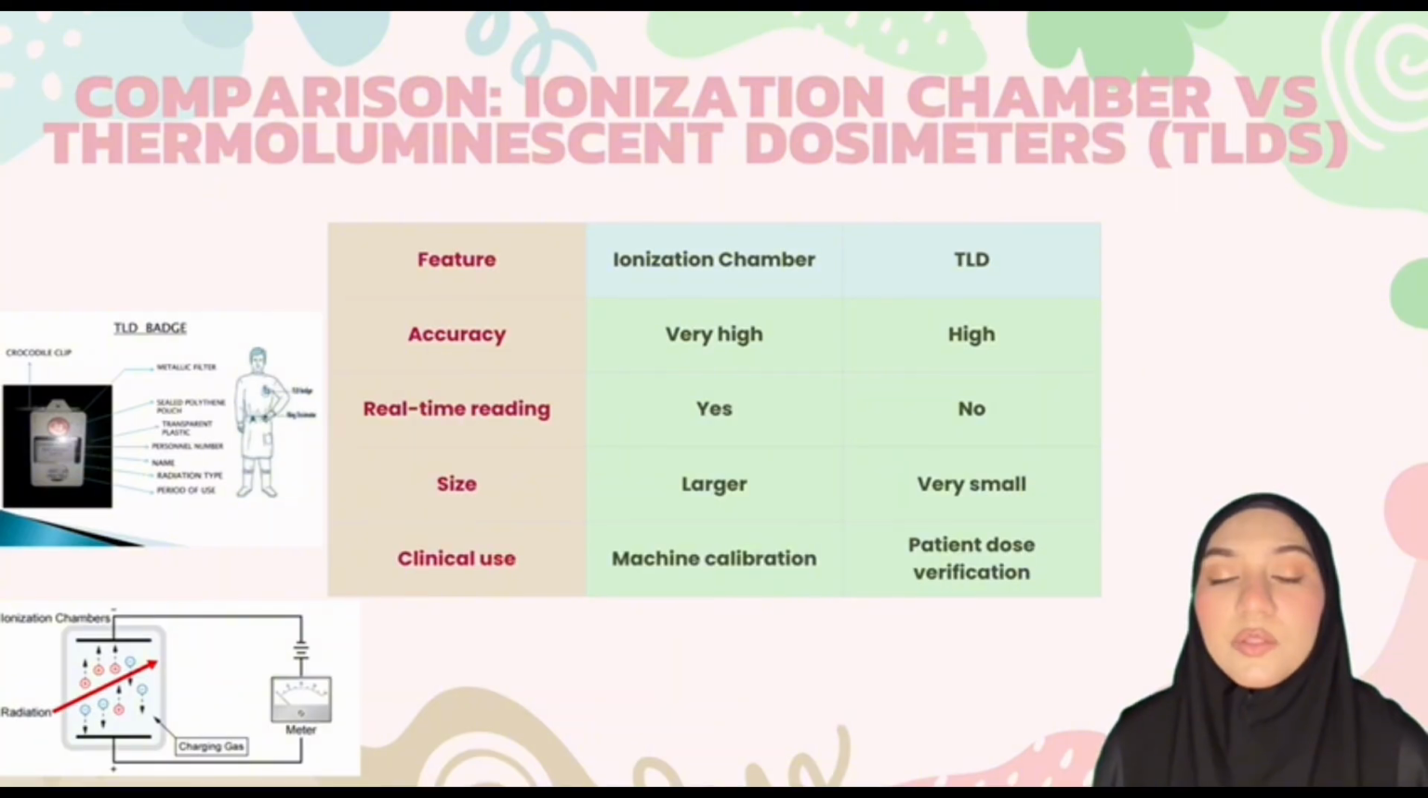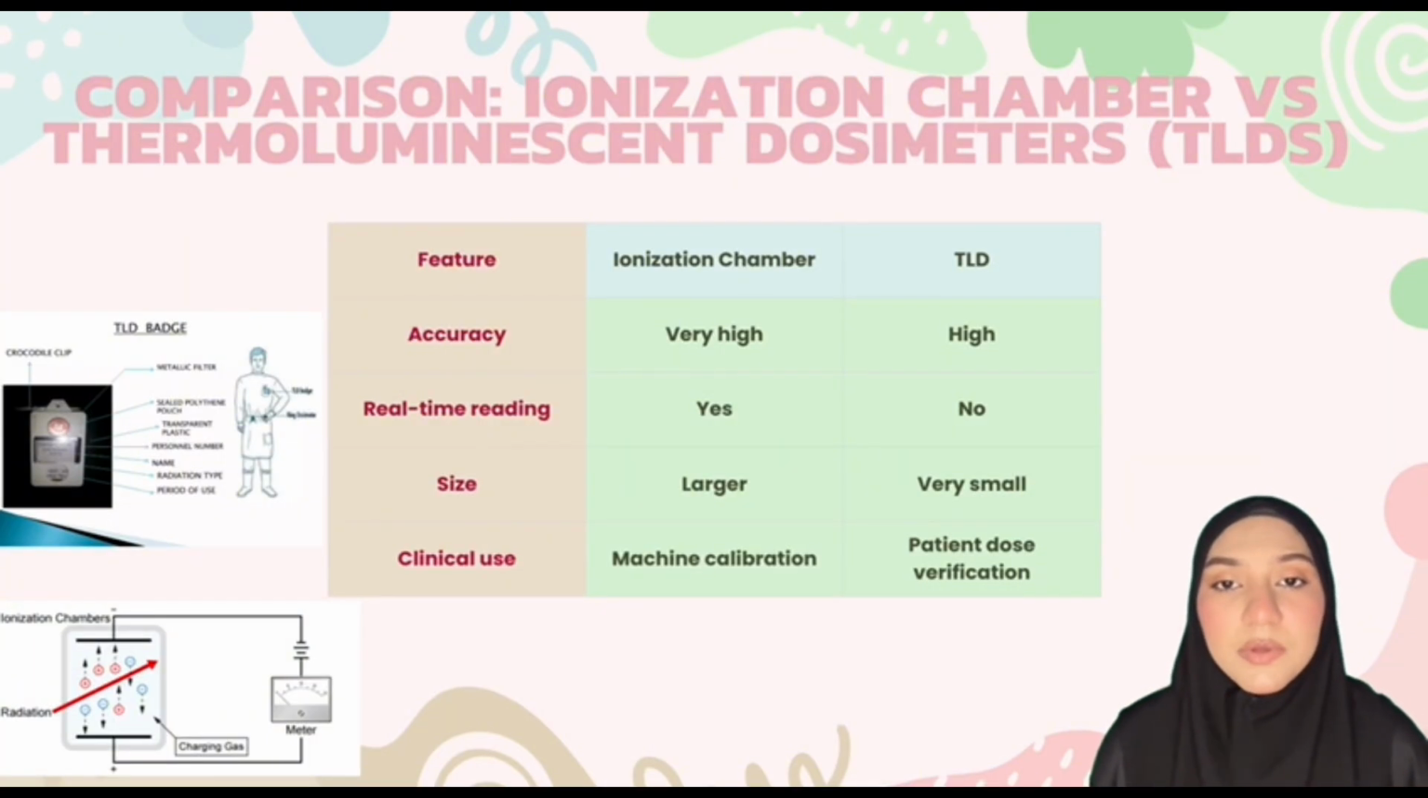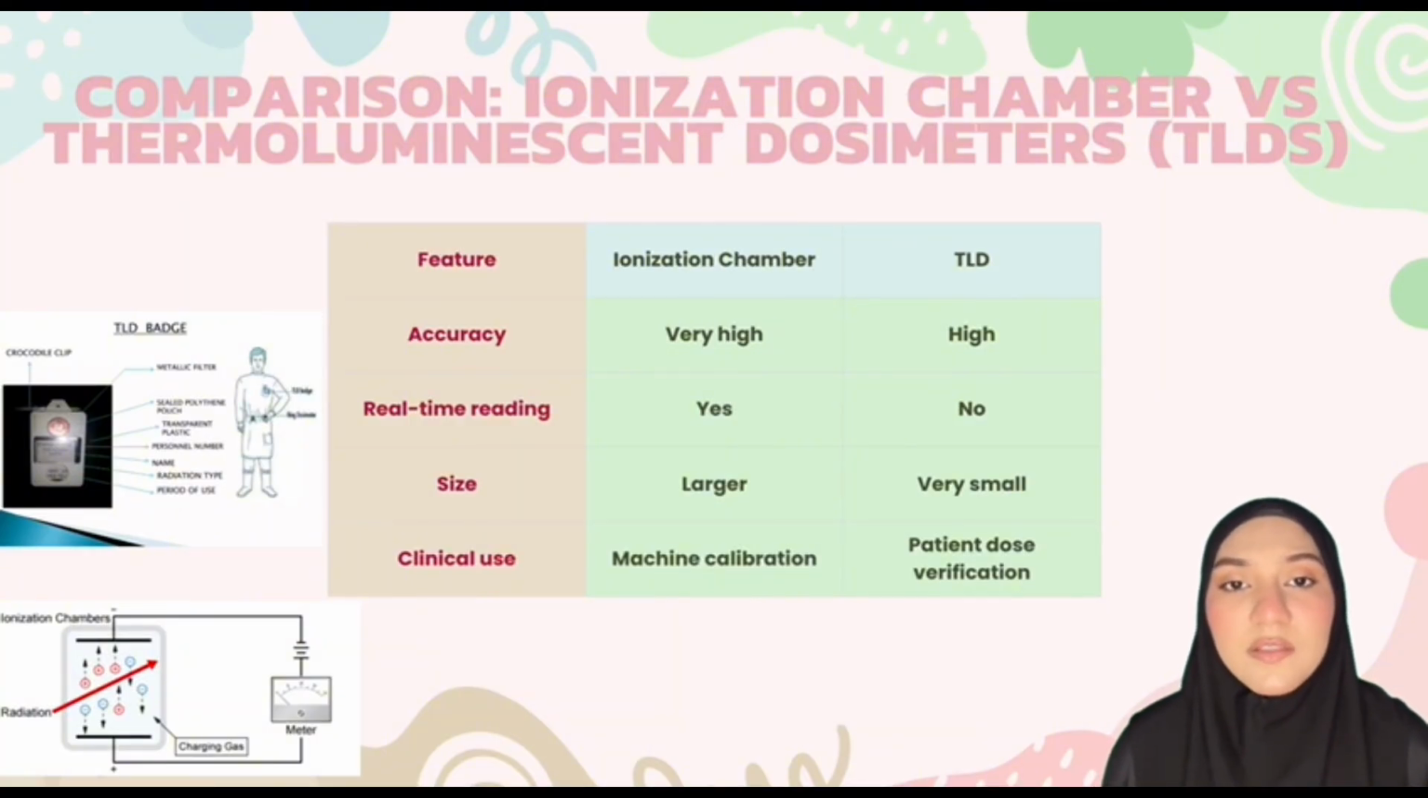Furthermore, comparison between ionization chamber and thermoluminescent dosimeters (TLD). Ionization chambers and TLD are both used to measure radiation dose in radiotherapy, but they have different roles. An ionization chamber works by measuring the ionization of air caused by radiation, and the collected electric charge is directly proportional to the absorbed dose. It provides highly accurate and real-time measurements, which is why it is mainly used for machine calibration and quality assurance of linear accelerators. However, due to its relatively large size, it is not suitable for use on patients.